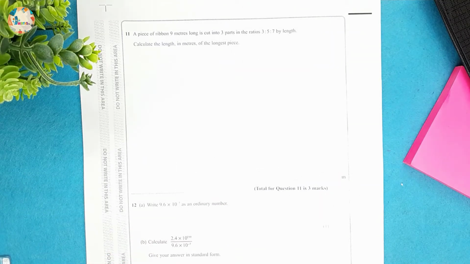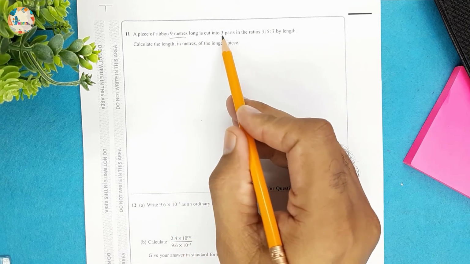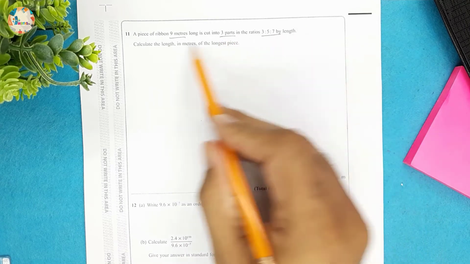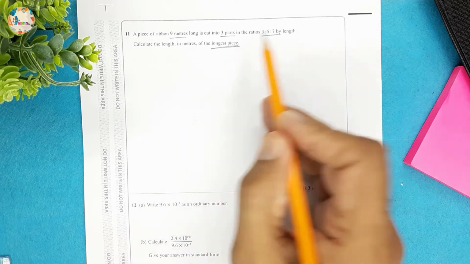Question number 11, a piece of ribbon. So a piece of ribbon 9 meters long is cut into 3 parts, and these are the ratios. Calculate the length in meters of the longest piece.